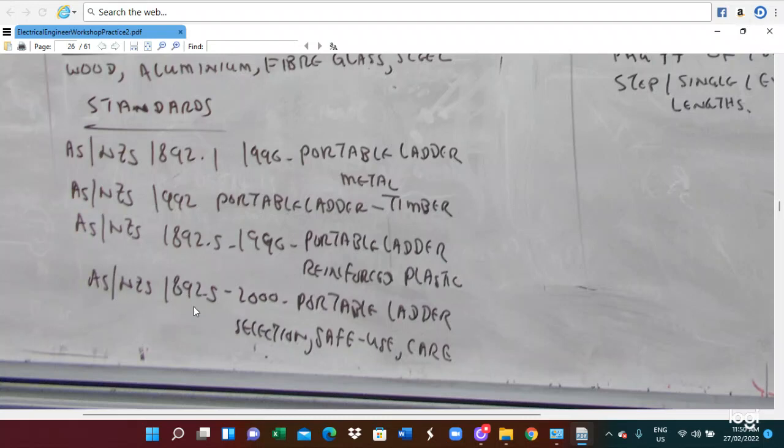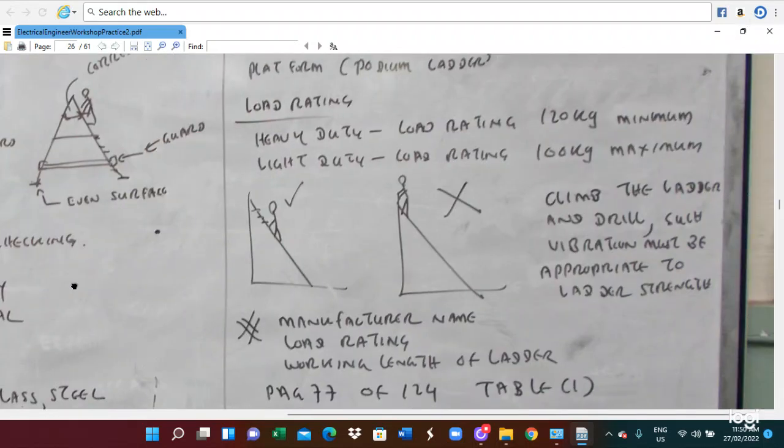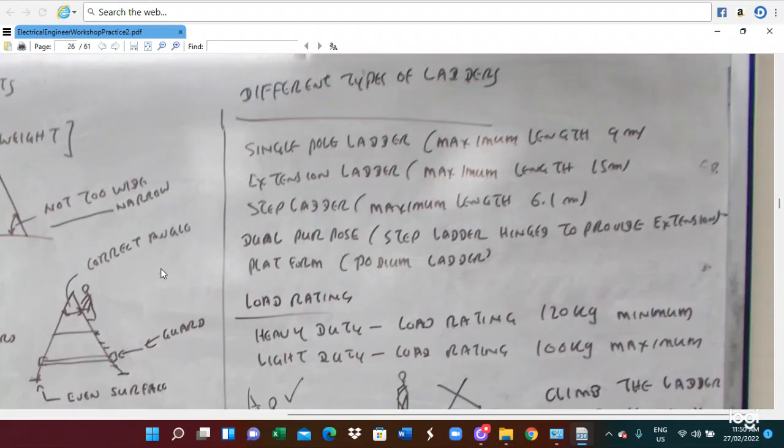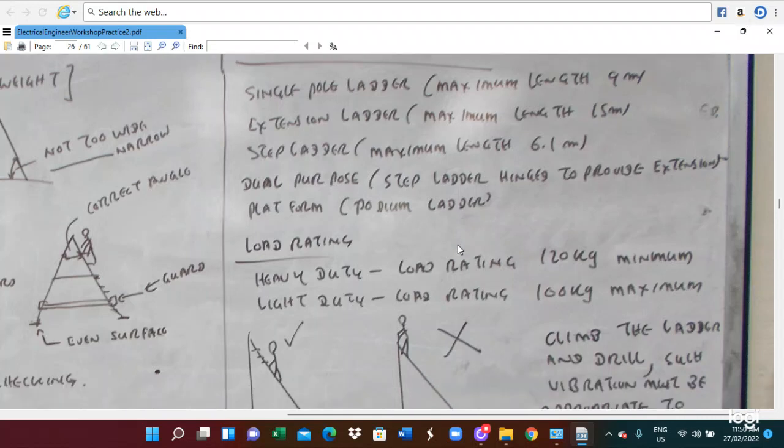AS/NZS 1892.5, 2000 edition, for portable ladder selection, safe use and care. So this is the importance of the ladder. There are different types of ladder. The single ladder maximum length is 9 meters. The extension ladder maximum length is 15 meters. The step ladder maximum length is 6.1 meters. For special purpose ladders, they can use a stock ladder hinge to provide extension, and also a platform. We use the podium ladder.